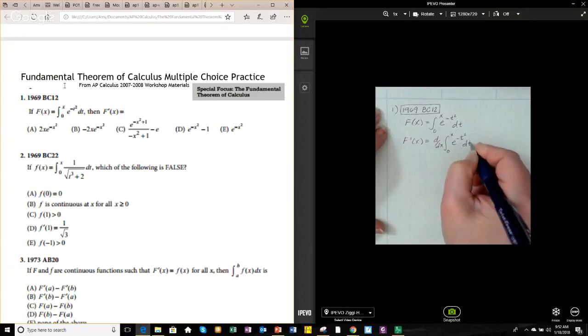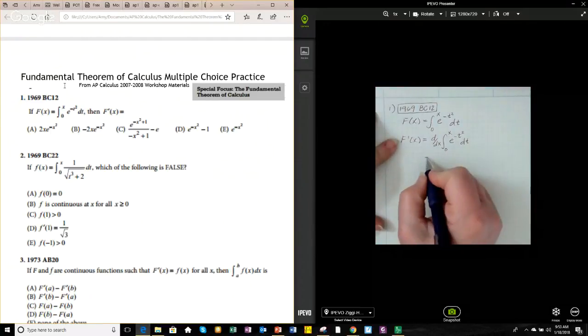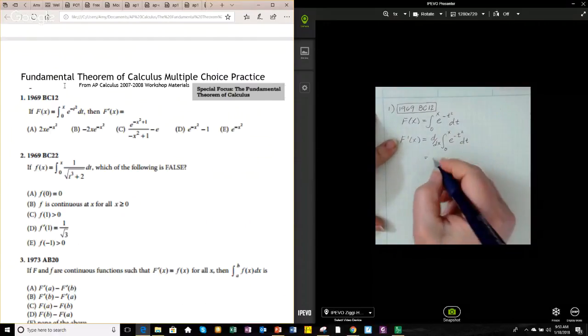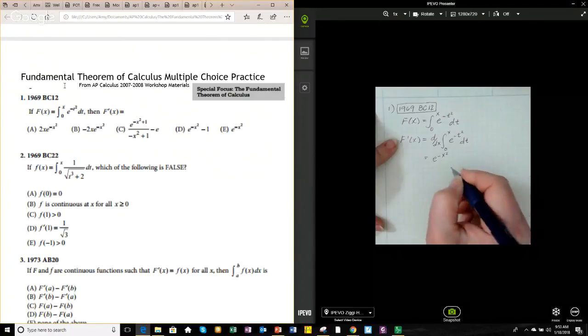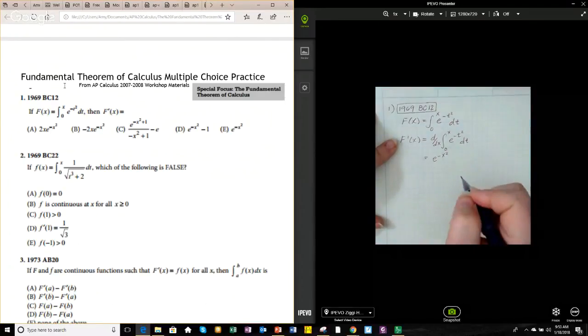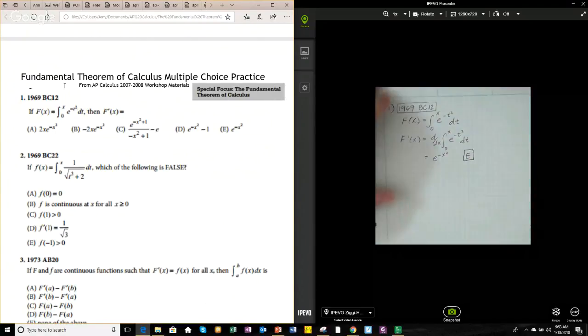And we know by the fundamental theorem of calculus part 1 that if the derivative of an integral, which is what we have, is with respect to x and the upper limit of integration is also x, we can say that this is equal to the function evaluated where we stop. So it's going to be e to the negative x squared evaluated where we stop, which is pretty cool. So there it is. So the answer should be, in this case, E. All right, so that's 1969 BC 12.